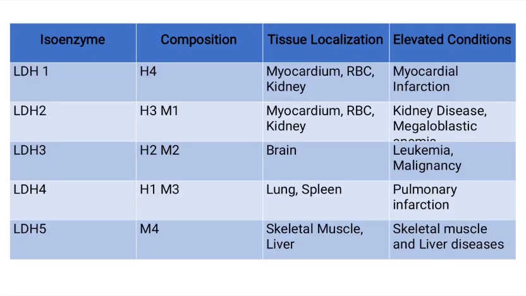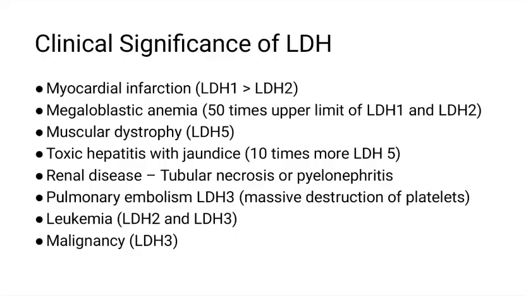These LDH isoenzymes are elevated during specific conditions. In case of LDH1 it is myocardial infarction, LDH2 it is kidney disease and megaloblastic anemia, LDH3 is elevated during leukemia and malignancy, LDH4 is elevated during pulmonary infarction, and LDH5 is elevated during diseases of the skeletal muscles and liver cirrhosis.